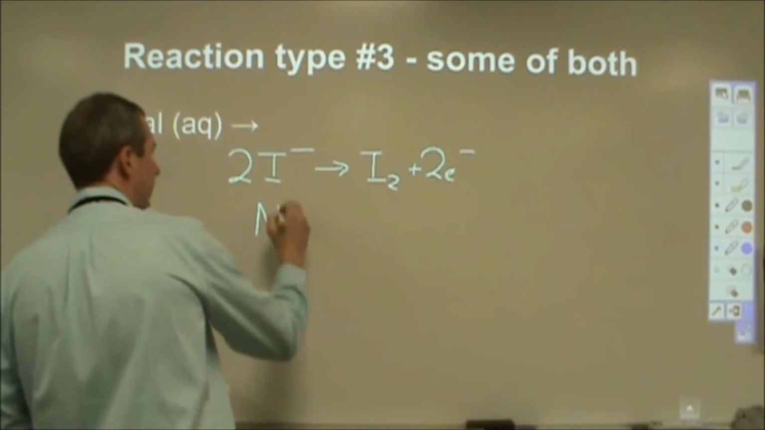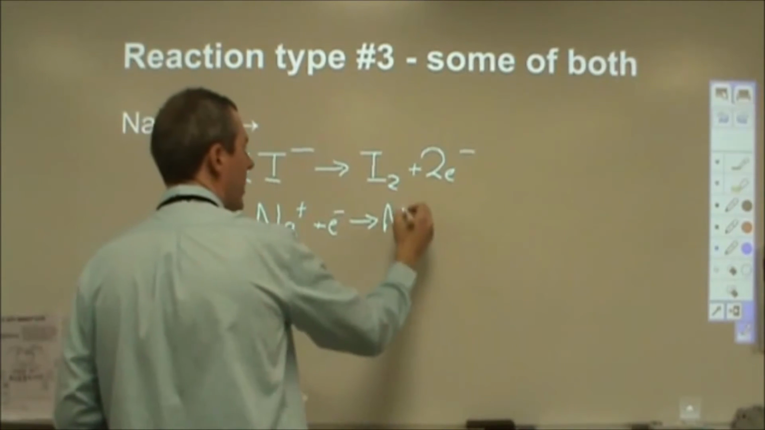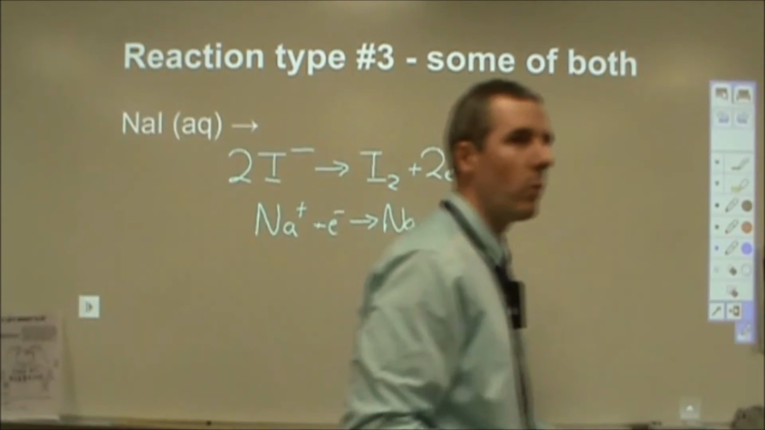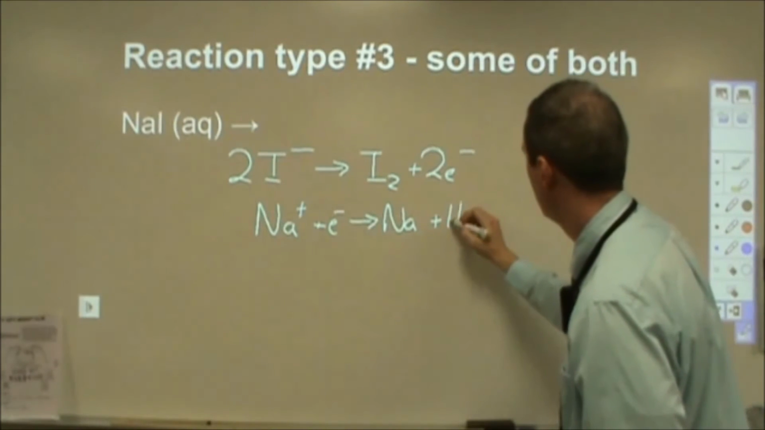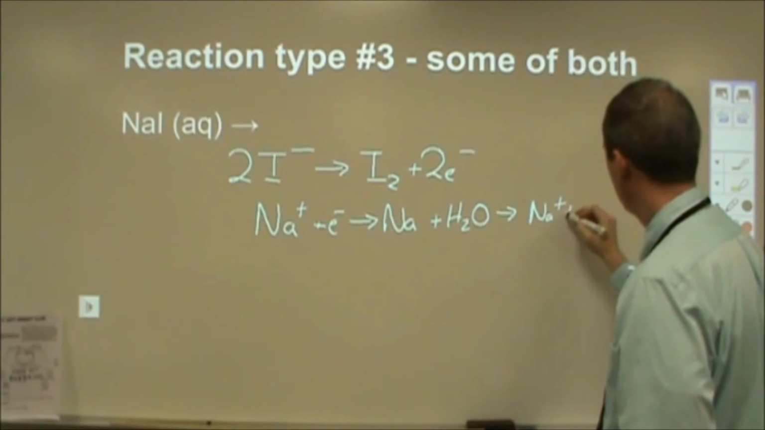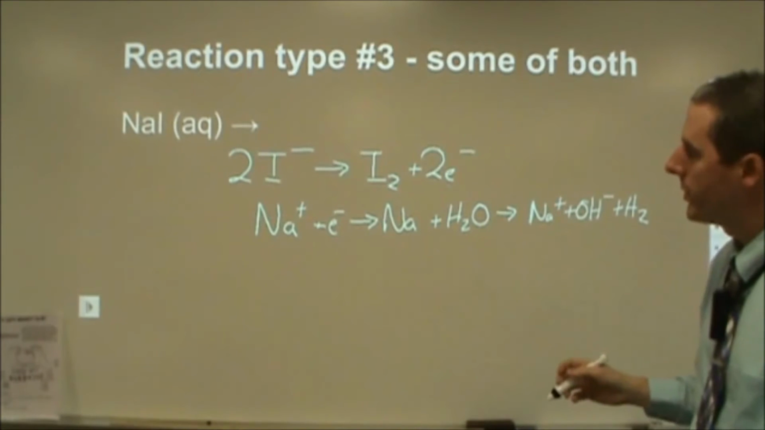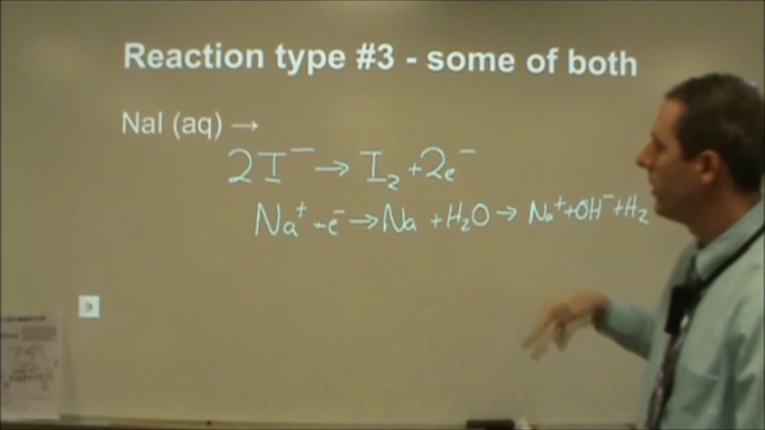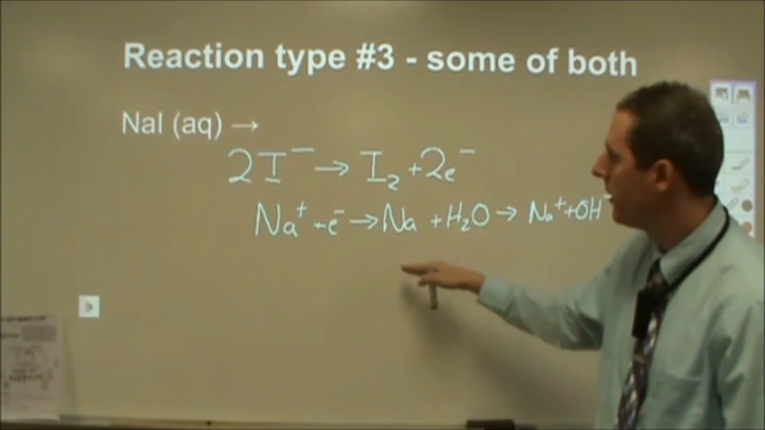The sodium, on the other hand, we have a problem. If the sodium were to react with the electron and produce sodium metal, you have to understand that that's taking place in water. And that's a problem because this sodium would immediately react with the water to produce sodium hydroxide and hydrogen gas. And so what's actually going to happen is that the water is going to be participating in the reaction to form hydroxide and hydrogen gas rather than the sodium.